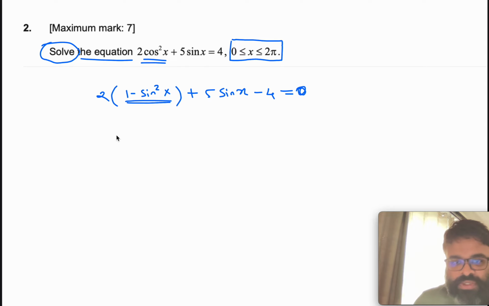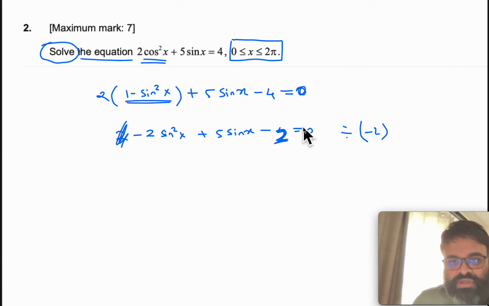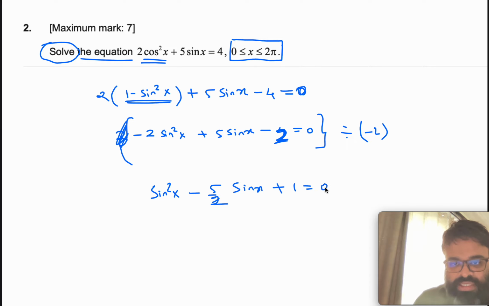Now multiply this, you will get 2 minus 2 sine square x plus 5 sine x minus 4 is equal to 0. So you got this 2 here and this minus 4. So it will become minus 2 and minus 4. And then maybe divide by minus 2. Divide by minus 2 to the whole equation. So you get sine square x minus 5 over 2 sine x plus 1 is equal to 0.